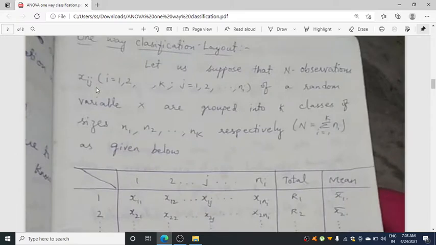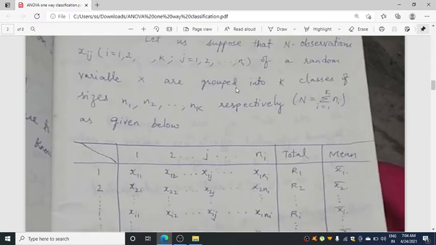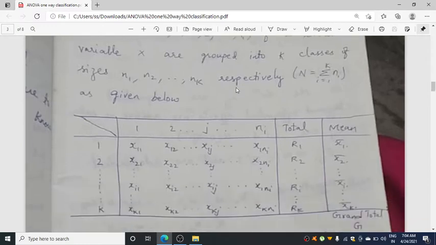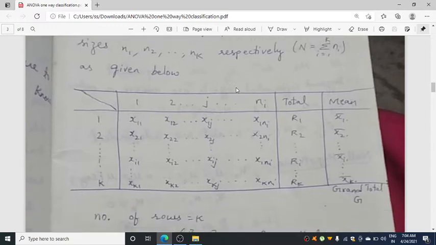Then the next is the layout. You will write the one-way classification layout like this. Let us suppose that n observations xij of a random variable, for i you write i equal to 1 to k, and for j it is j equal to 1 to ni. That means summation i equal to 1 to k and summation j equal to 1 to ni of the random variable x are grouped into k classes of sizes n1 and so on till nk respectively, as given below. Here you write row wise 1, 2, 3 so on till k, column wise 1, 2, 3 so on till ni. Then total and mean.